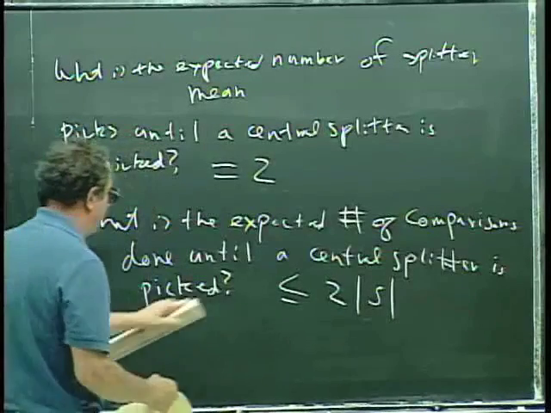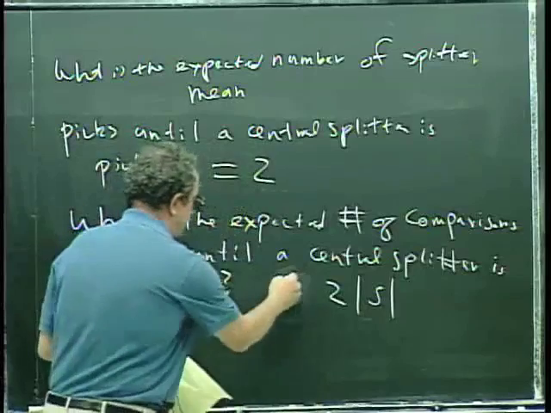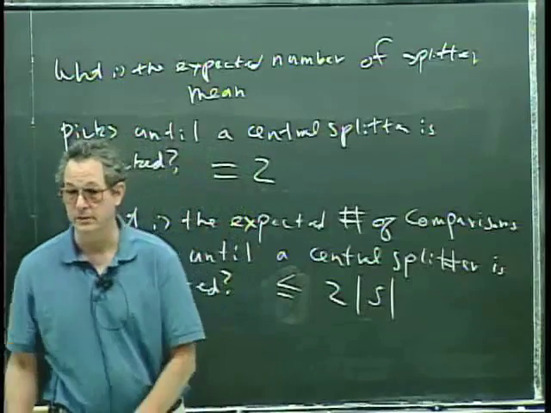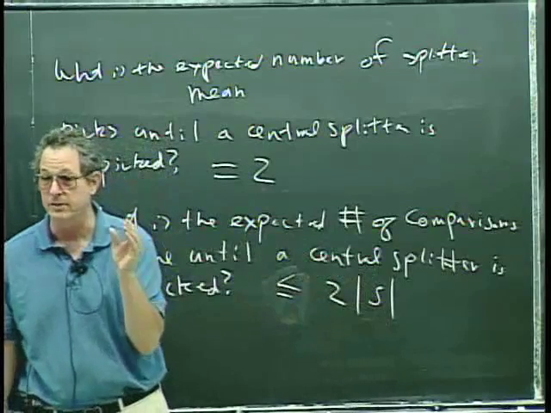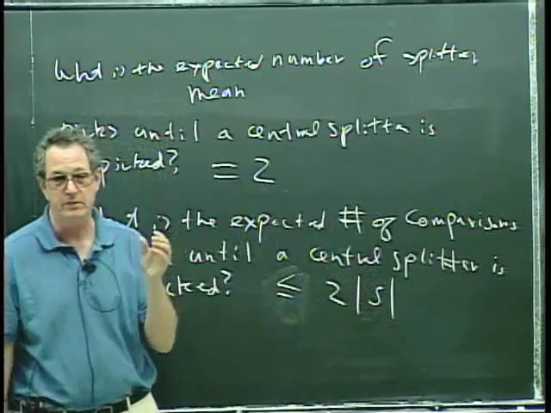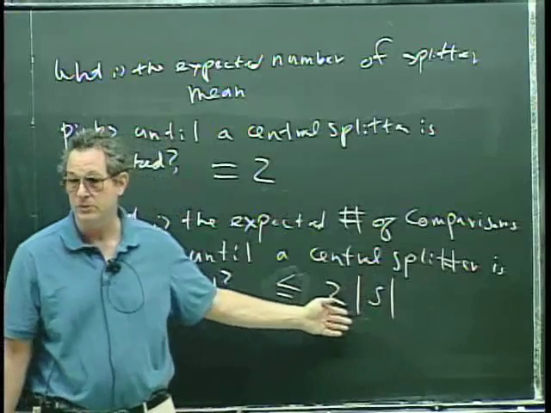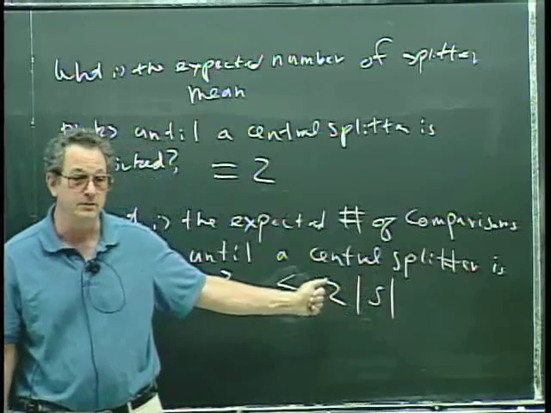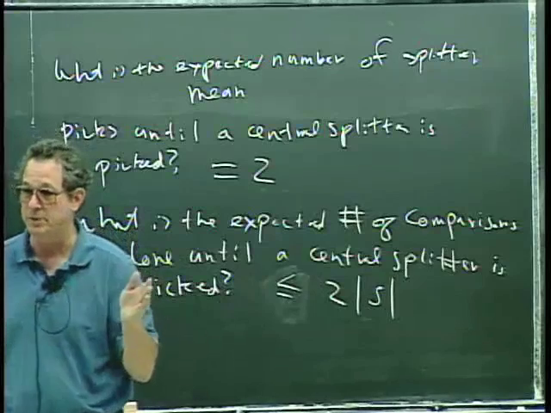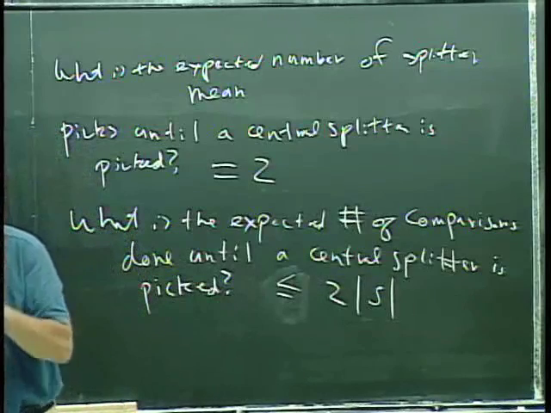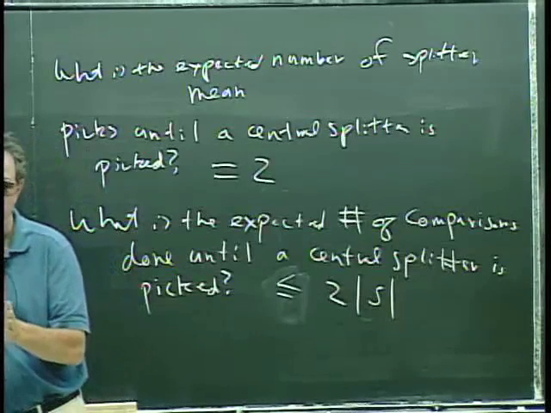And that's the level of precision we'll live with anyway. But everybody see that if you really want to do this precisely, and that's why the question might have seemed tricky, it should be strictly less than 2S. Because if you get the central splitter the first time, it was S comparisons, or S minus 1. And if you didn't, then you're moving on to a set that's strictly smaller than S.